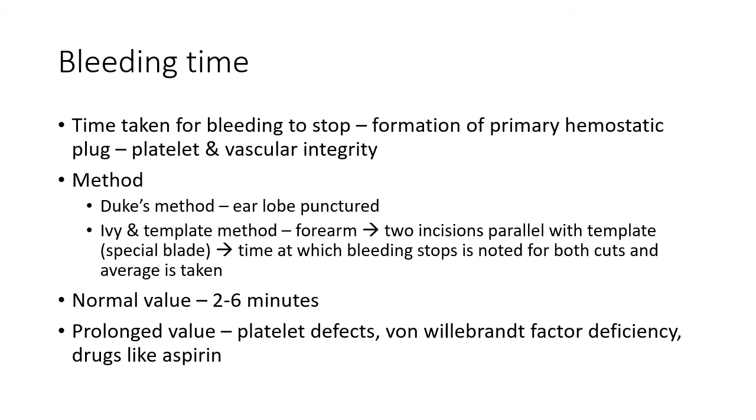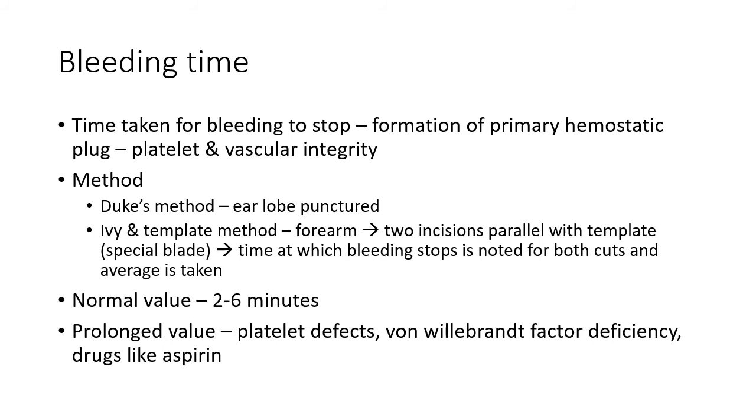As far as bleeding time is concerned, commonly two methods are used. One is Duke's method, another is Ivy's template method. In Duke's method, the earlobe is punctured. This is not a preferred method because there is pain and also there is a complication of hematoma. The second and preferred method is Ivy's template method. Here the site selected is the forearm. The forearm is cleaned with spirit and a blood pressure cuff is tied to the arm and inflated.